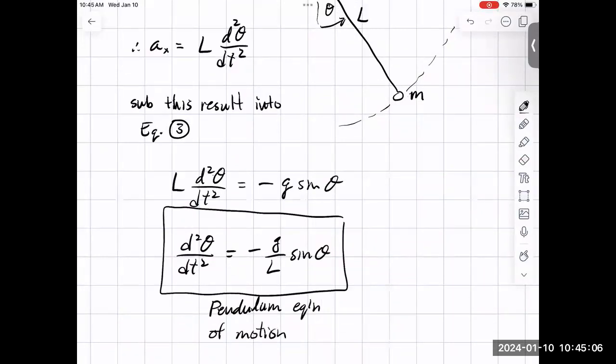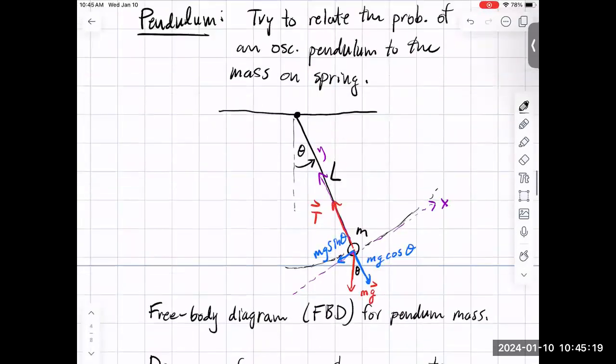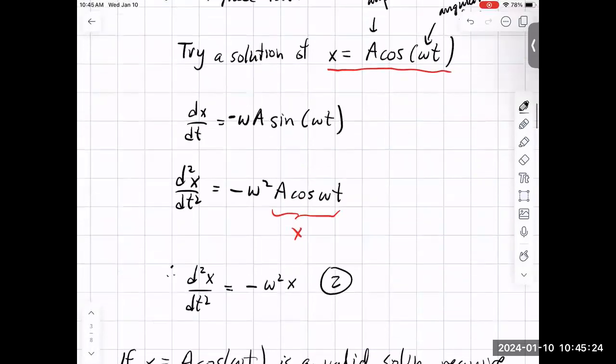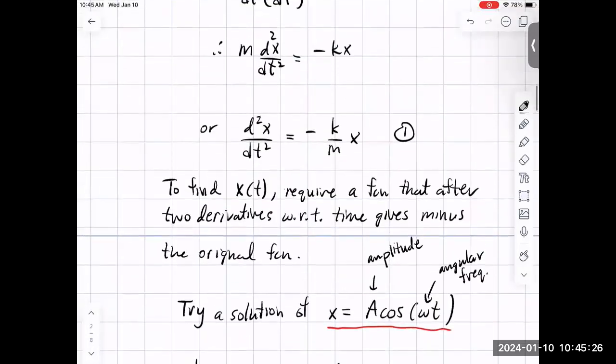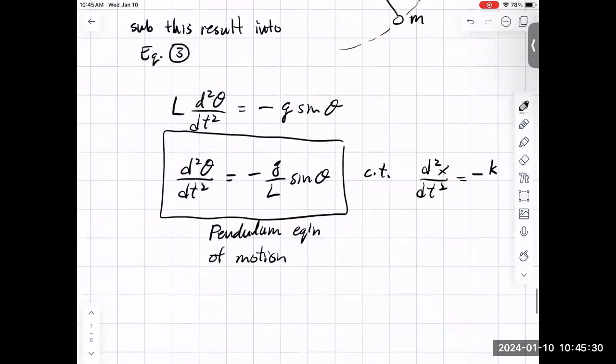And let's compare to d2x dt2 is equal to minus, what was it? Was it k over m, I think? Let's go check. Our equation of motion for mass on a spring was k over m times x. K over m times x. And so this is our mass on a spring.